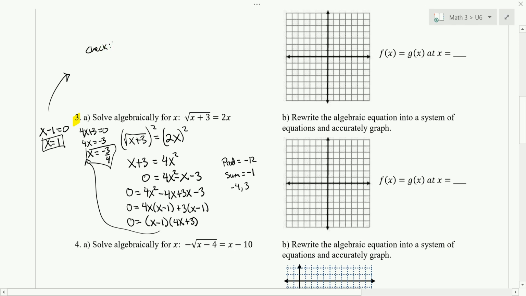So if x is 1, we get the square root of 1 plus 3 is equal to 2 times 1, or the square root of 4 is 2, which is true, so we get to keep that one.